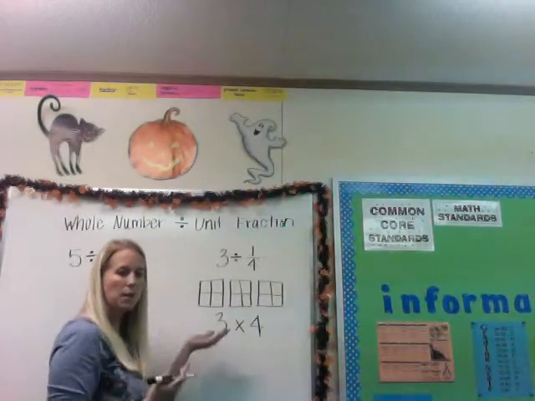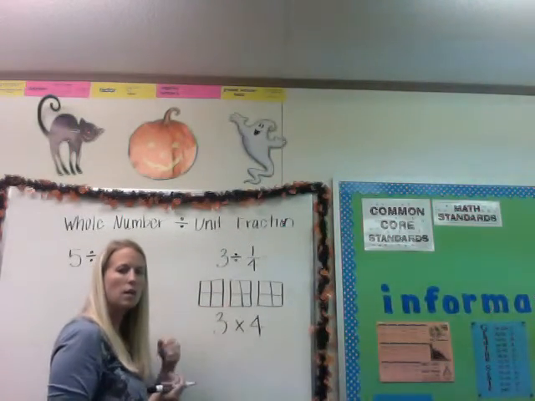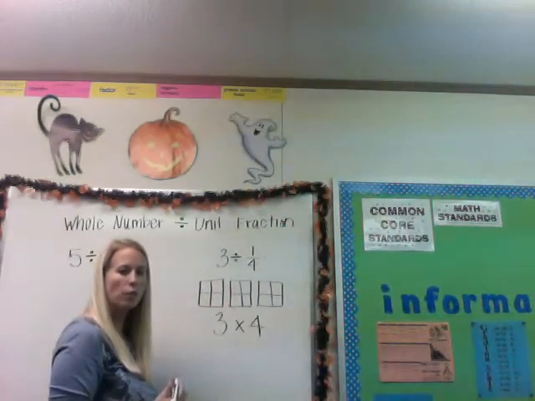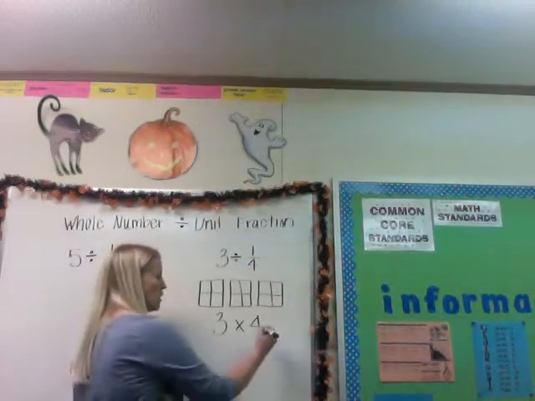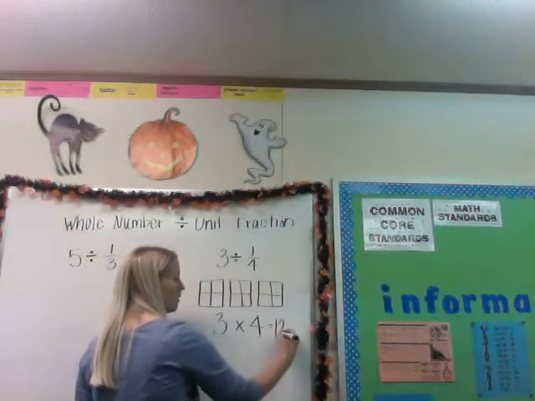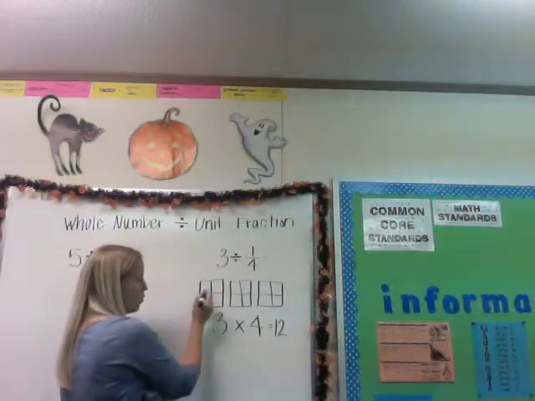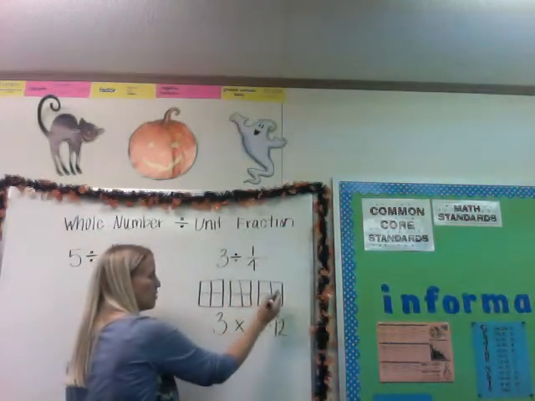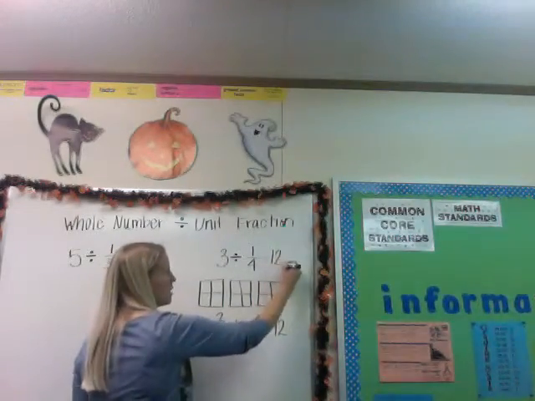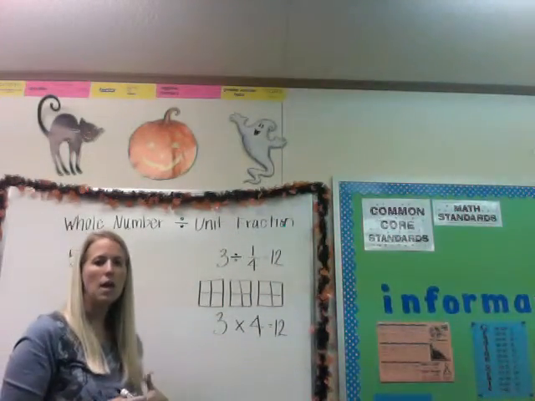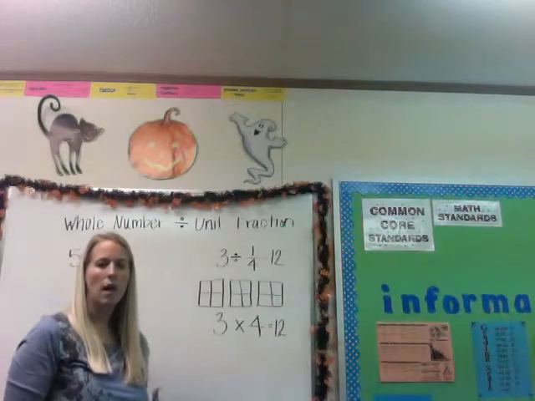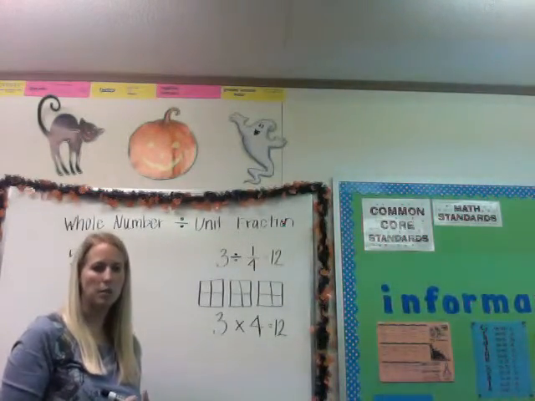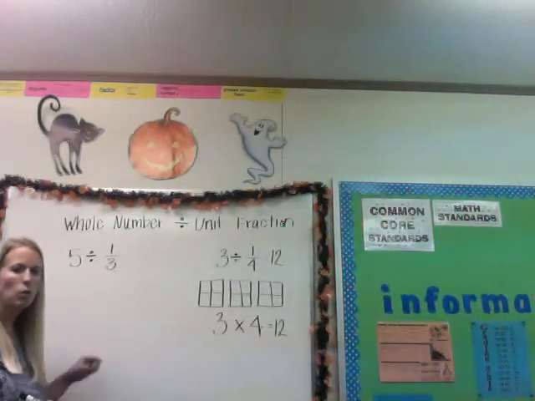3 pieces of something, in this case 3 squares, divided by 1/4, divided into fourths, should give me 12. Okay, and let's count. 1, 2, 3, 4, 5, 6, 7, 8, 9, 10, 11, 12. In fact, that is right. If I have 3 pieces of something and I divide it into fourths, I will now have 12 smaller pieces. So we can try that again with this over here.